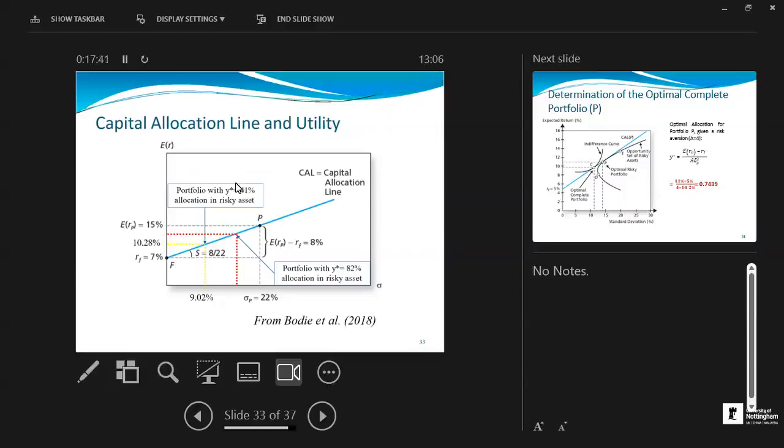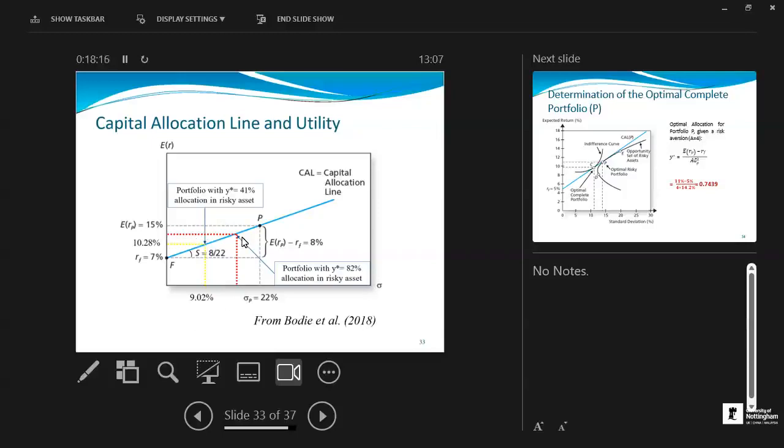So these are the two individuals that we were talking about. A risk averse individual will invest 41% in the risky portfolio. As a result, the expected return is 10.28% and the risk is 9.02%. A risk-loving individual will invest more in the risky portfolio. That's represented by this red line. So the expected return is higher, but the risk is also higher, and you can see both of these lie on this same blue line.